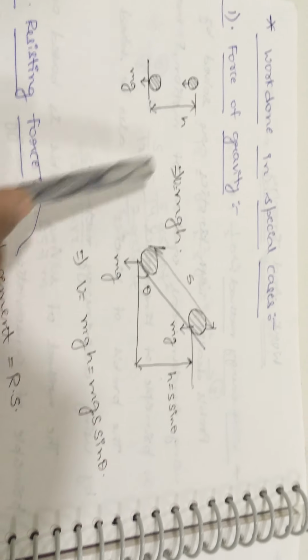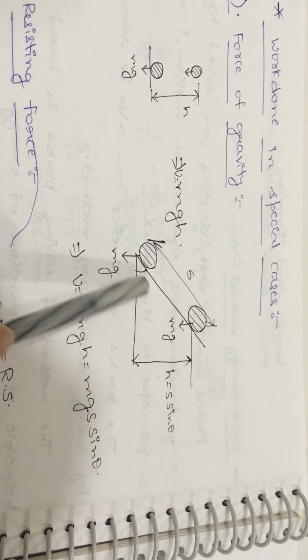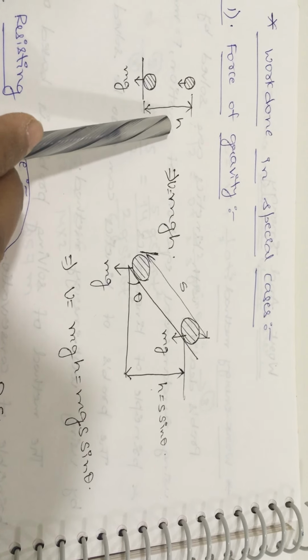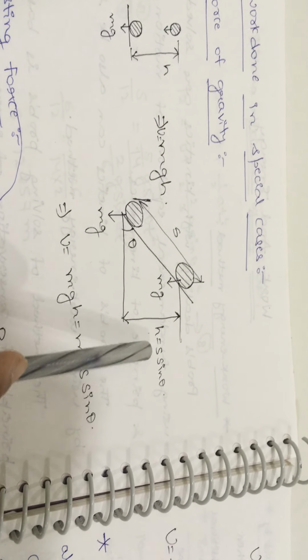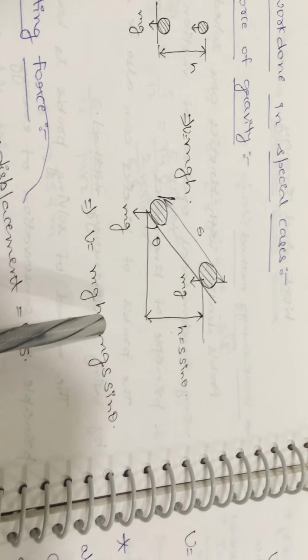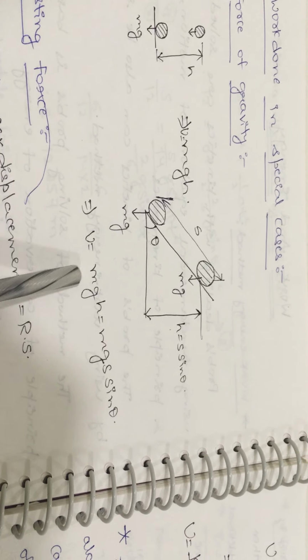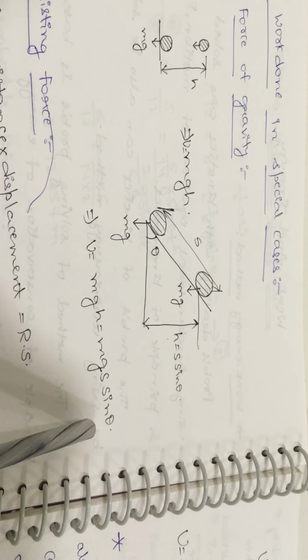So mgh. Now observe this diagram. Here the diagram is changed with some inclination theta. So in place of the h value you will get s sin theta. S sin theta comes from the inclination, from the resolution part. So in place of F you will get the mg value and in place of h you will get s sin theta.